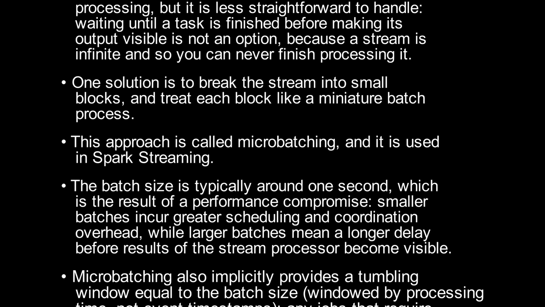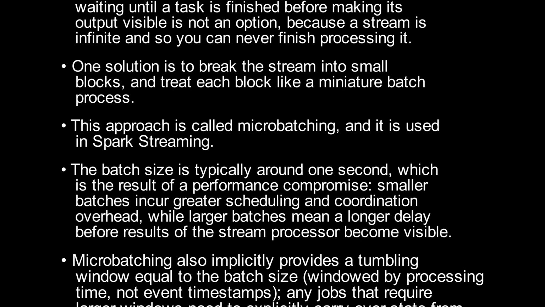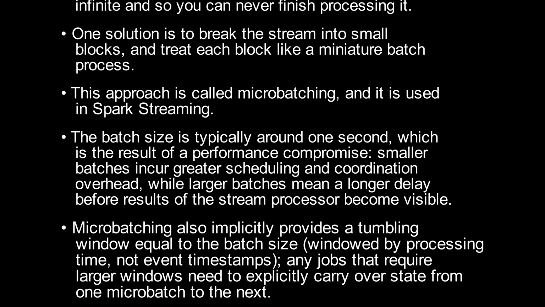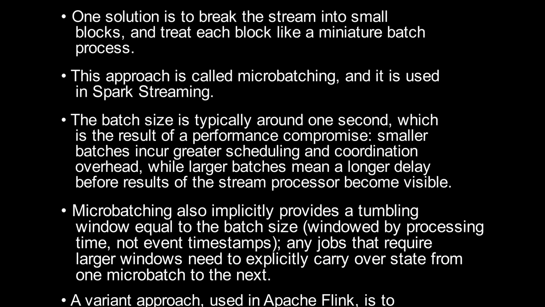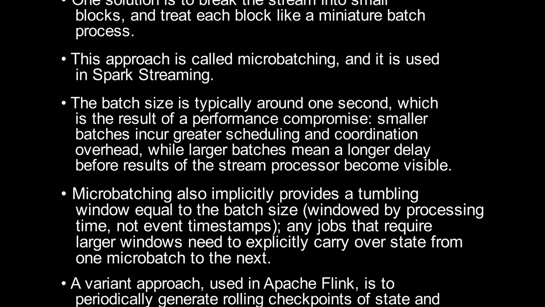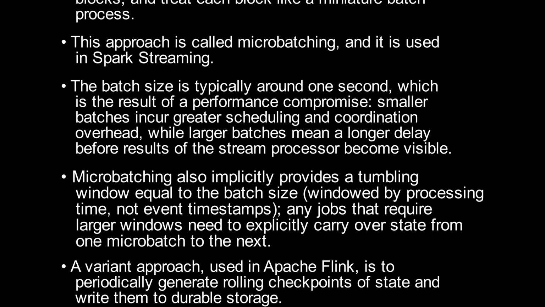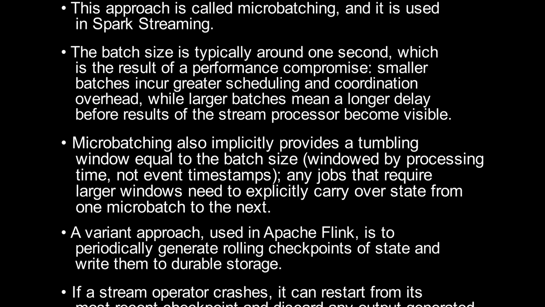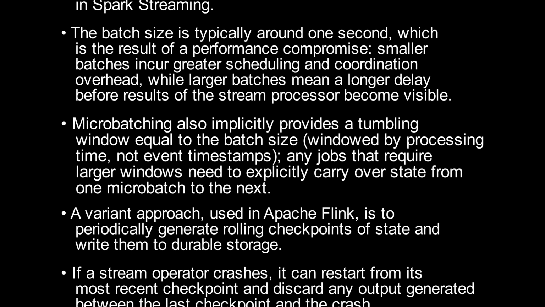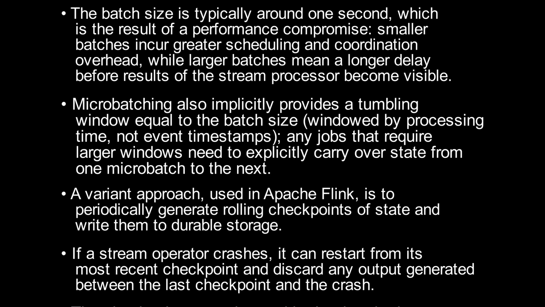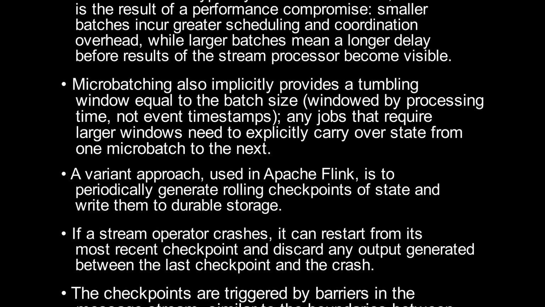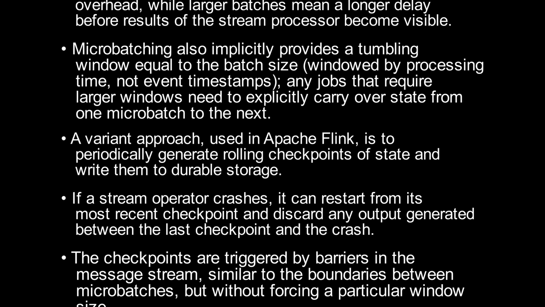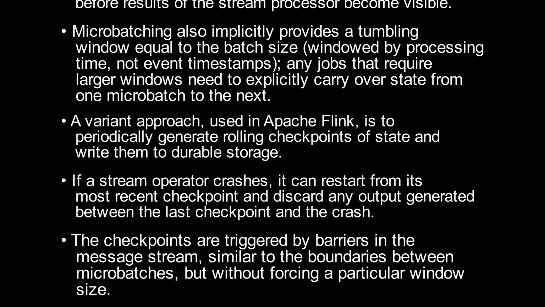Smaller batches incur greater scheduling and coordination overhead, while larger batches mean a longer delay before results of the stream processor become visible. Microbatching also implicitly provides a tumbling window equal to the batch size, windowed by processing time, not event timestamps. Any jobs that require larger windows need to explicitly carry over state from one microbatch to the next. A variant approach, used in Apache Flink, is to periodically generate rolling checkpoints of state and write them to durable storage. If a stream operator crashes, it can restart from its most recent checkpoint and discard any output generated between the last checkpoint and the crash.